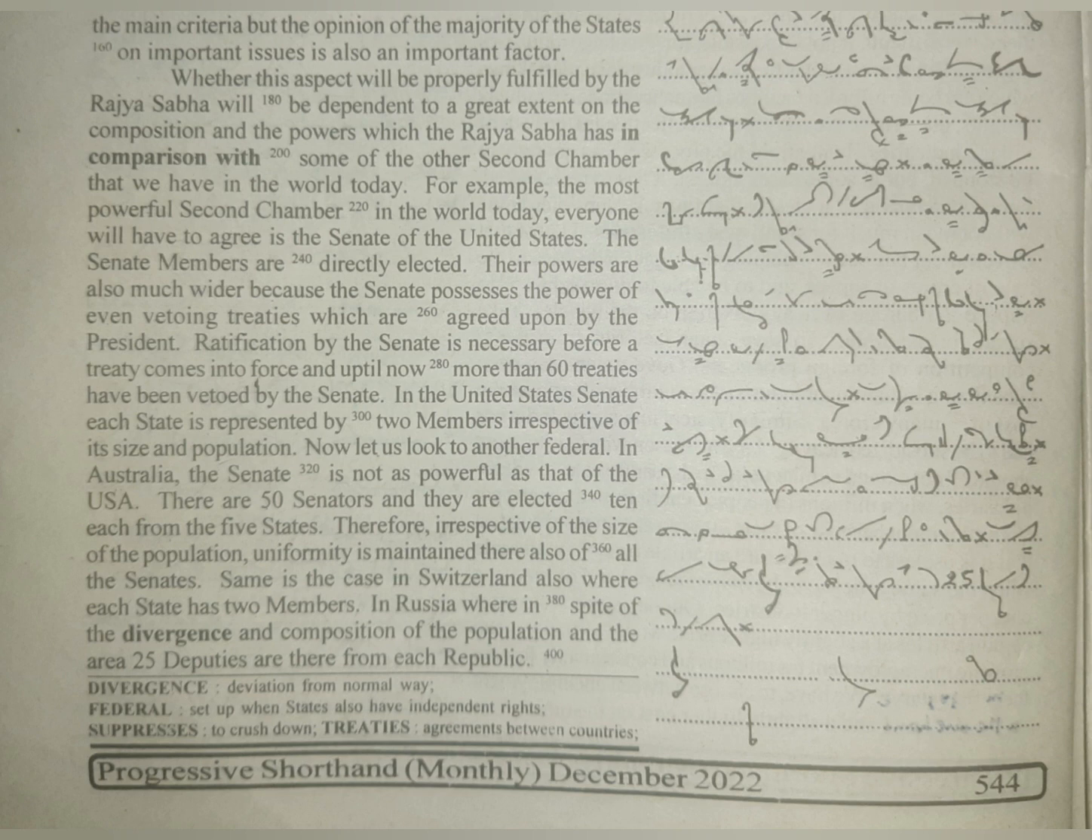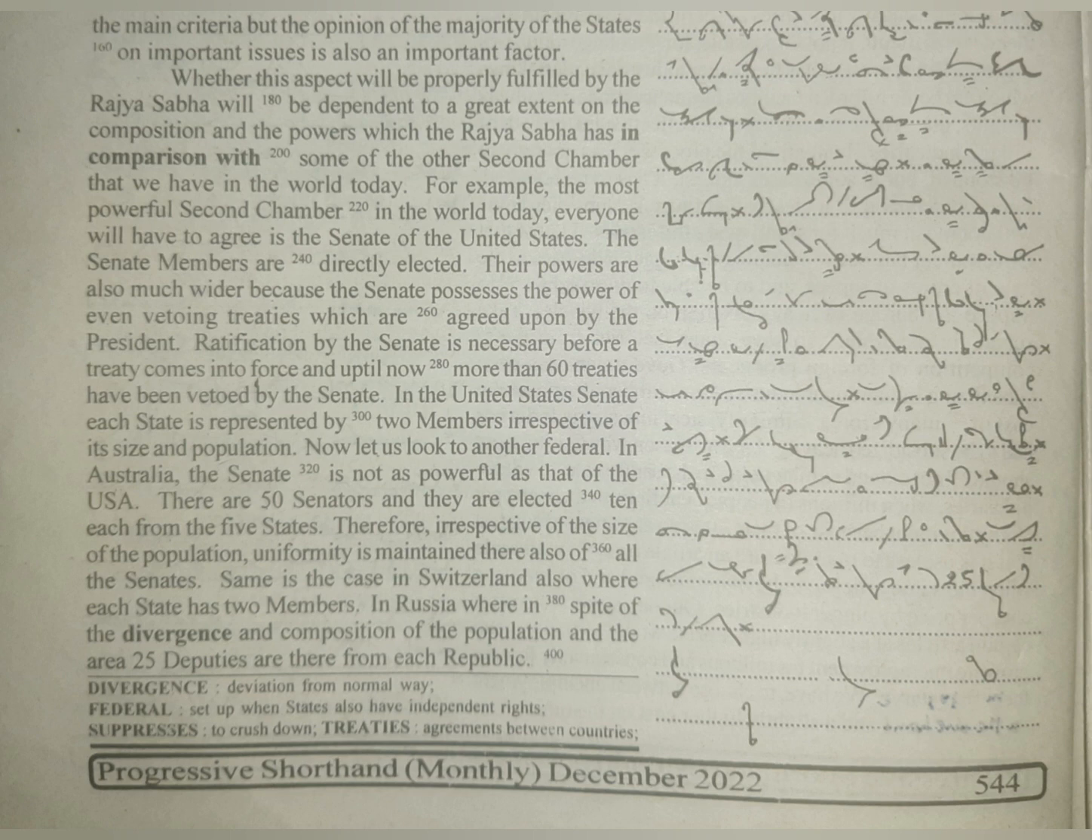In the United States Senate, each state is represented by two members irrespective of its size and population. Now, let us look to another federal country. In Australia, the Senate is not as powerful as that of the USA. There are 50 senators and they are elected 10 each from the 5 states. Therefore, irrespective of the size of the population, uniformity is maintained there also of all the states. Same is the case in Switzerland also, where each state has two members.